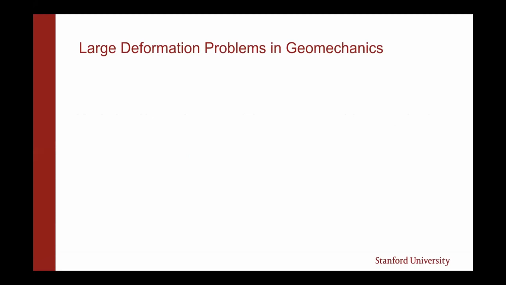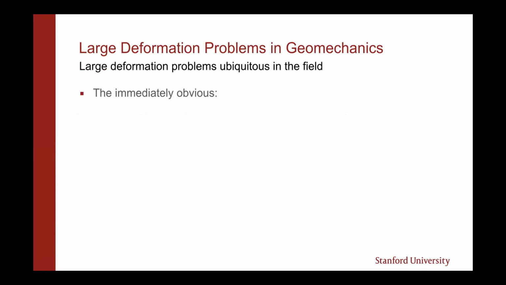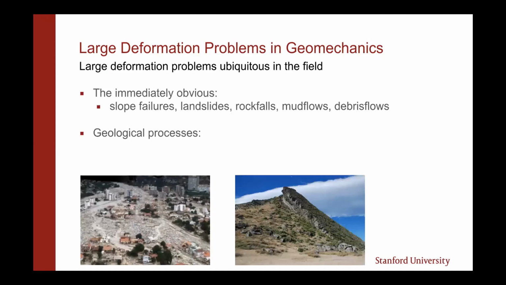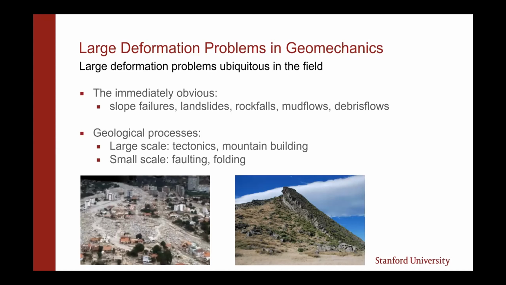So we're looking at large deformation problems in geomechanics, which are very common throughout the field. Some of the more immediately obvious ones that one would think of are landslides, slope failures, rock falls, etc. But we're specifically more interested in some geological processes, which also involve large deformation and strain localization and similar features. This includes tectonics, mountain building on a larger scale, and on a smaller scale, faulting and folding of particular strata or geological layers.